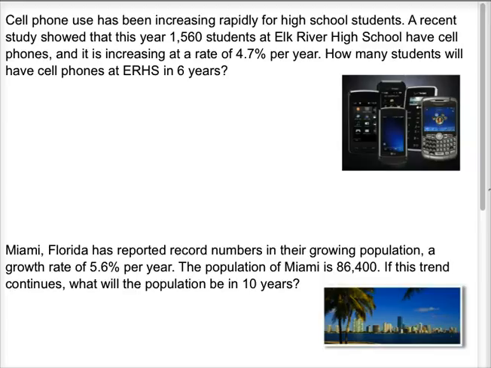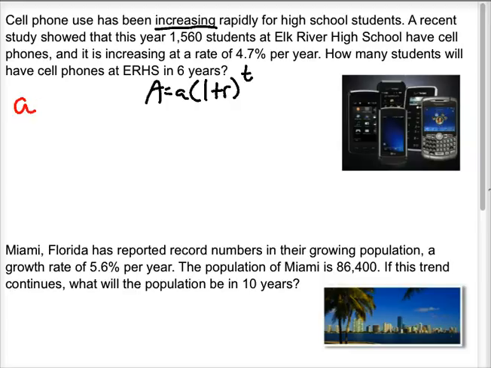All right, so the first thing I want to do is identify vocabulary. I see the word increasing. So increasing means we're going to use our exponential growth model. So that's going to be the structure of my equation.